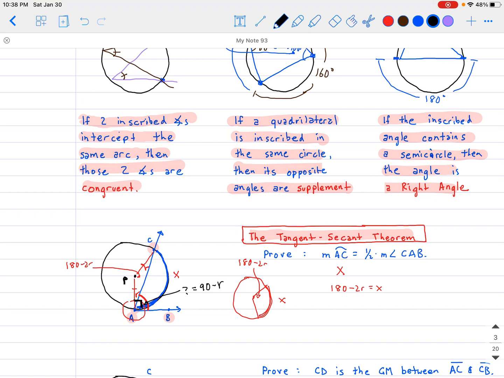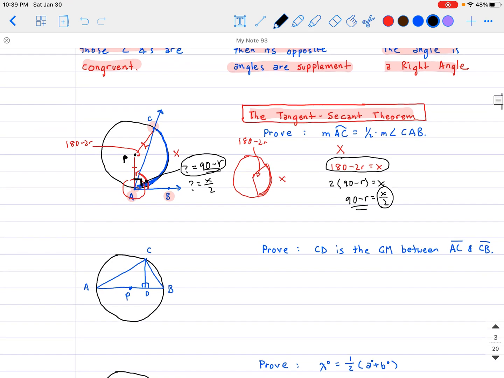So now let's put it all together. What I'm trying to solve for is 90 minus R, and I know 180 minus 2R is equal to X. So let's get that 90 minus R on the left-hand side by factoring out a 2. So 2 times 90 minus R is equal to X. So 90 minus R is equal to X divided by 2. And hey, there you go. By our substitution, what I'm trying to solve for, the question mark, is 90 minus R, which is equal to X divided by 2. There is your proof. All right, so that is the more difficult one.